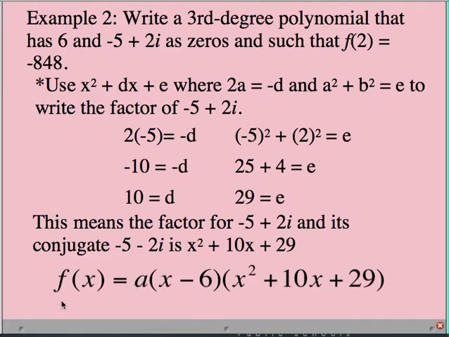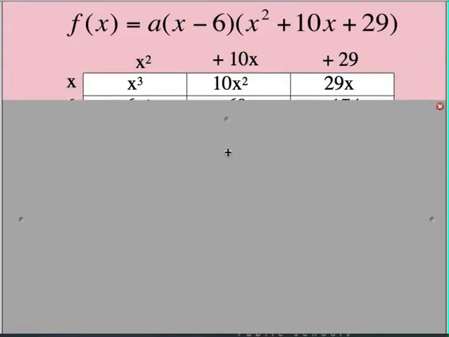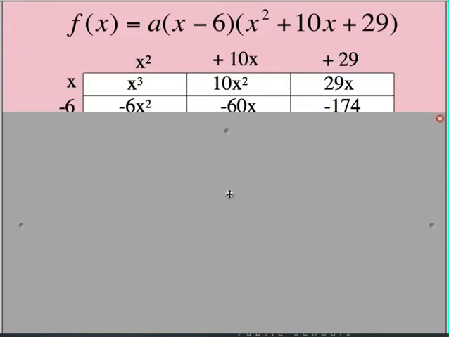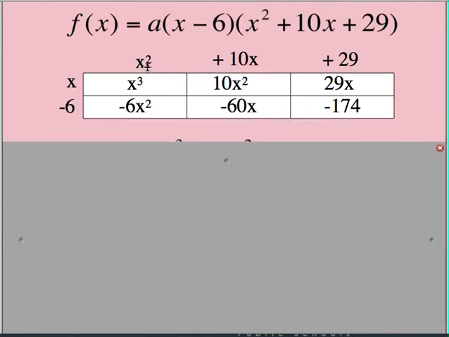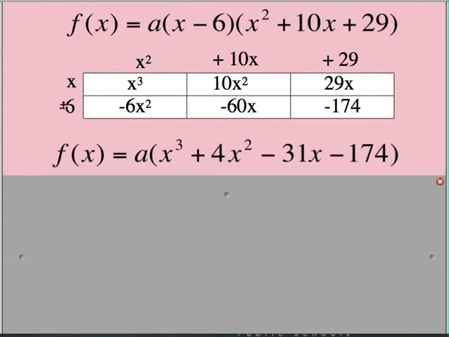Then put the stretch factor out in front. The next step is to FOIL or box this through so that we can have one standard polynomial. I'm going to do a box since it's a little lengthier than what you're used to. Up across the top I've got x squared plus 10x plus 29, and along the side I have x minus 6. If you do the box you'll get x cubed, and then combine like terms, and I get x cubed plus 4x squared minus 31x minus 174.